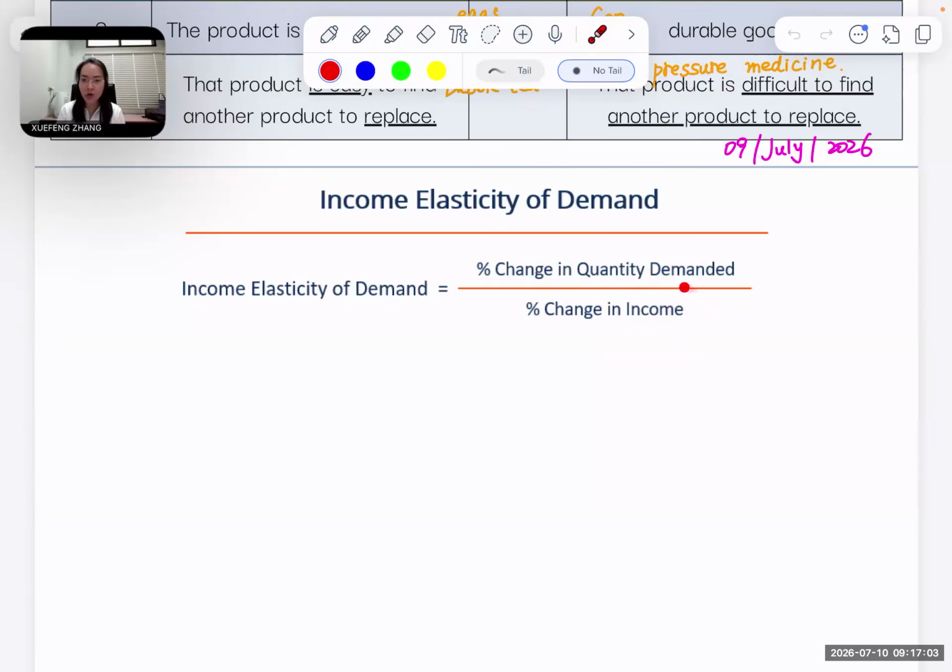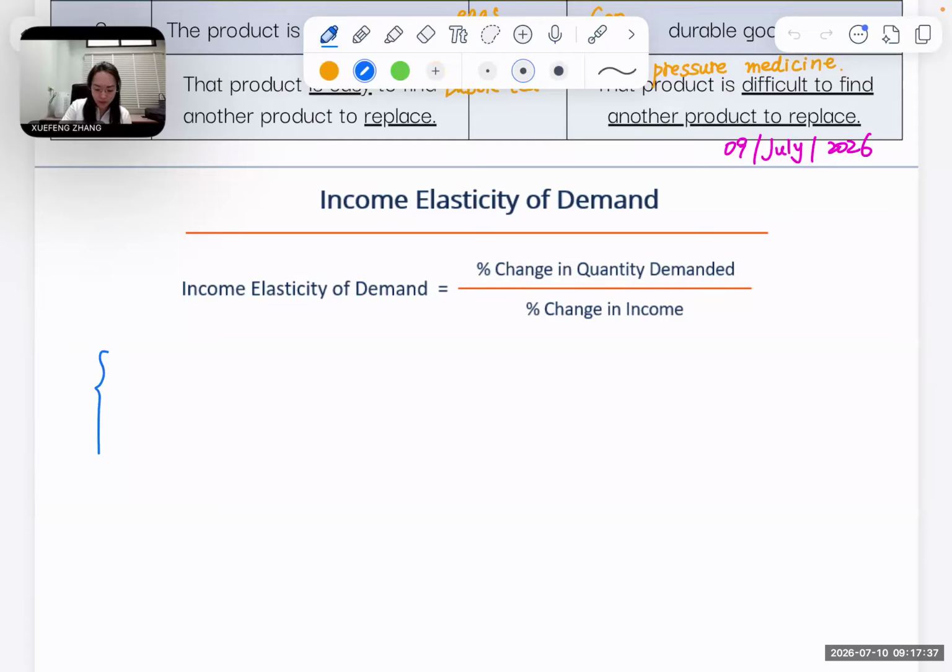Okay, so at the denominator here, it's not price anymore. So here we have the percentage change in income. Let's see the formula again. Income elasticity of demand equal to the percentage change in quantity demanded divided by percentage change in income. Here is what matters, okay? So the sign tells you the type of good.